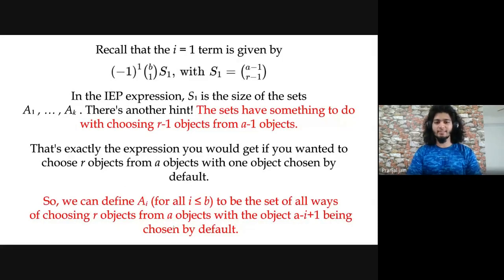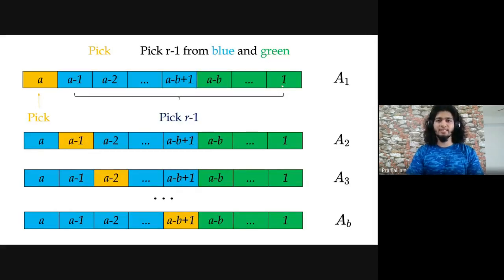So this statement, it's fine if you don't read it because it will be much clearer from the visuals which I'll be showing. So the set A1 can be defined to be the set where you pick A by default and then you pick R minus 1 from these. So A is your captain. And the other case is A minus 1 is your captain and you pick R minus 1 from the rest. So that again gives you that same A minus 1 choose R minus 1 expression.